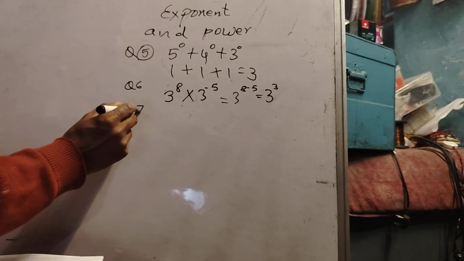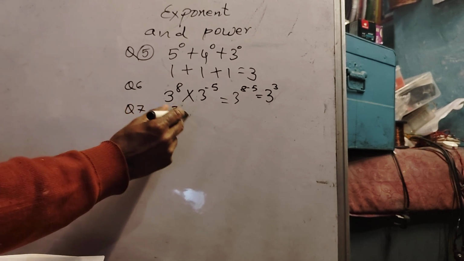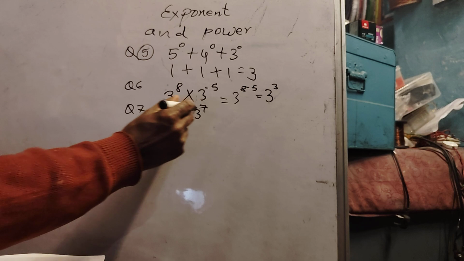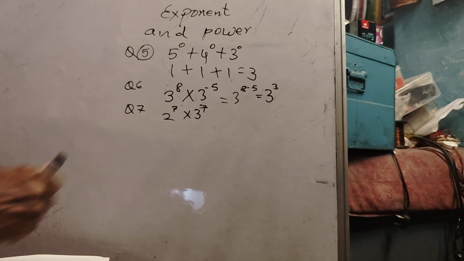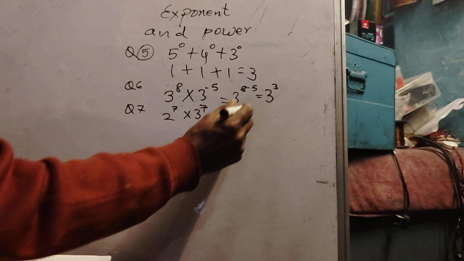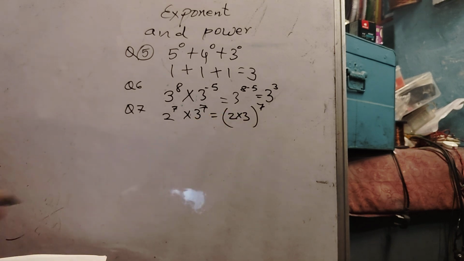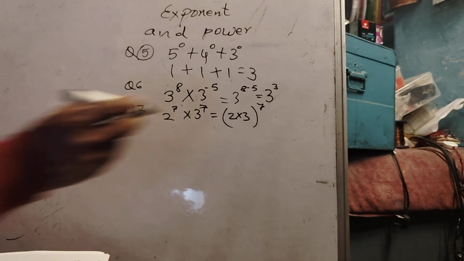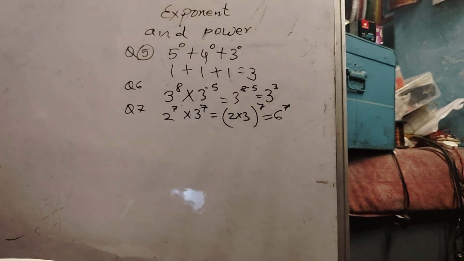There is one more question. Suppose 2 power 7 into 3 power 7. If the same power is there and the bases are different, in that case we can write the power one time outside the bracket and 2 into 3 inside. 2 into 3 becomes 6, so it can be written as 6 power 7.